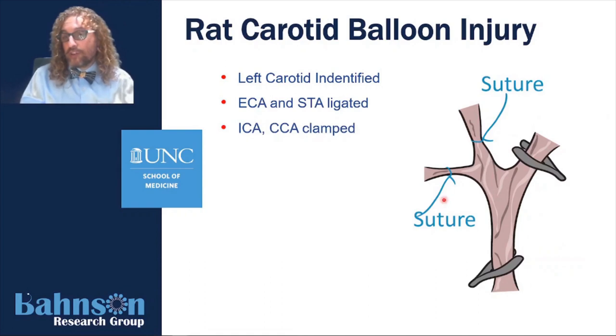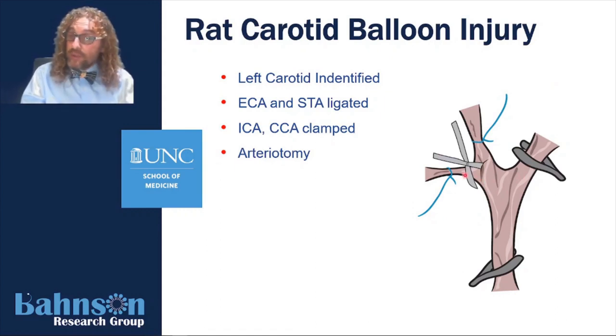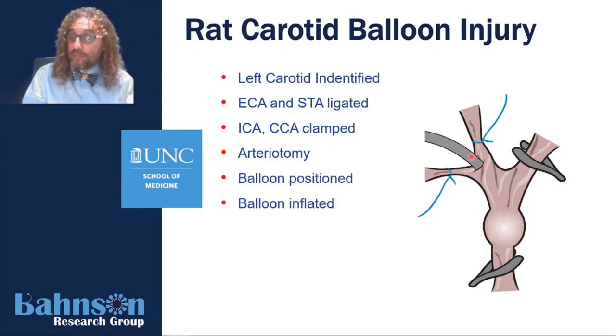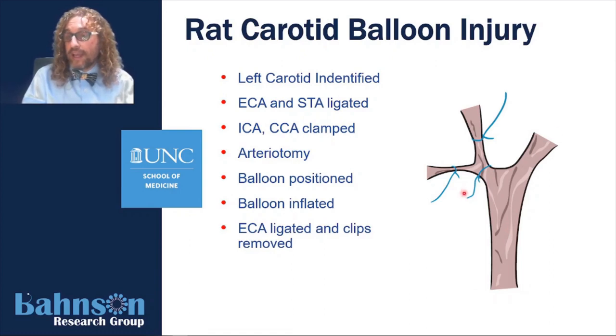We suture the external and the superior thyroid and clamp the common carotid artery and the internal carotid artery for control. So at the bifurcation between the superior thyroid and external carotid artery, we perform an arteriotomy, and then we insert a balloon catheter and advance it to the common carotid. There we inflate it to 5 atmospheres, and we leave it in place for 5 minutes. Then we remove it and we ligate the external carotid at the site of the bifurcation with the internal.